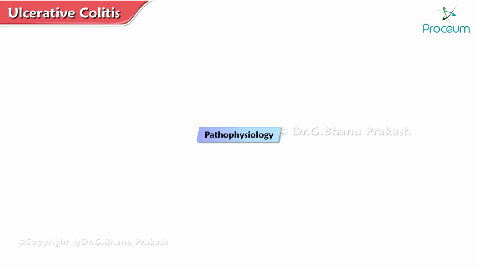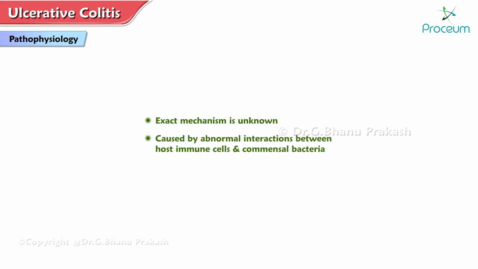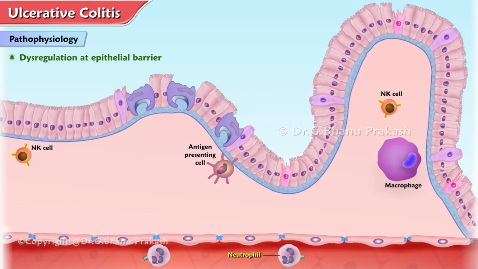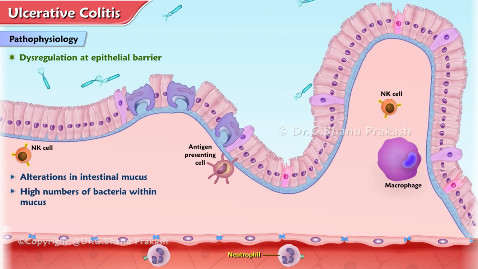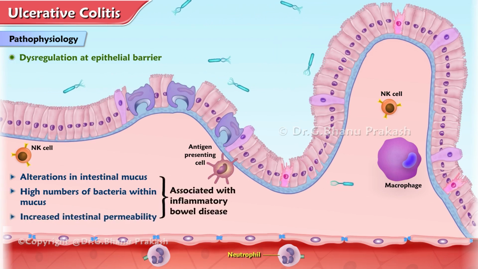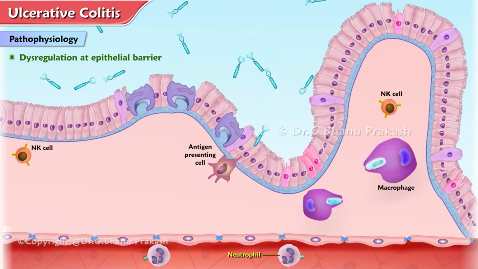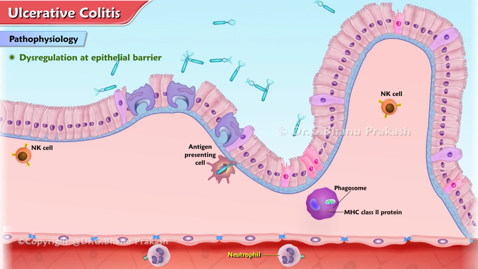Pathophysiology. The exact mechanism is unknown, but studies suggest that ulcerative colitis is caused by abnormal interactions between host immune cells and commensal bacteria. Dysregulation at the epithelial barrier: alterations in intestinal mucus, high numbers of bacteria within the mucus, and increased intestinal permeability have been associated with inflammatory bowel disease. Increased permeability for luminal bacteria causes activation of macrophages and dendritic cells.